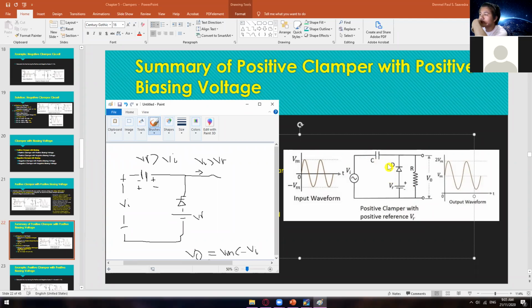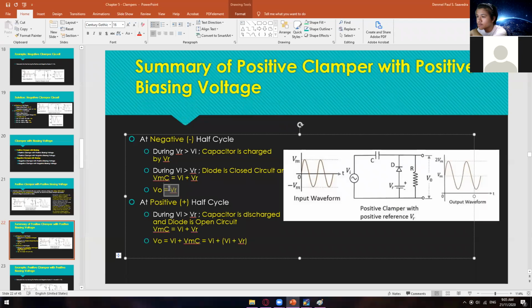Positive, negative, positive, negative. Yeah, that's correct. And then we have an output of twice the V sub M. This one is just lifted by our reference voltage. And this one is during the negative. So during the negative, yeah, that's correct. V sub O is V sub R, which is positive. So this one at this point.